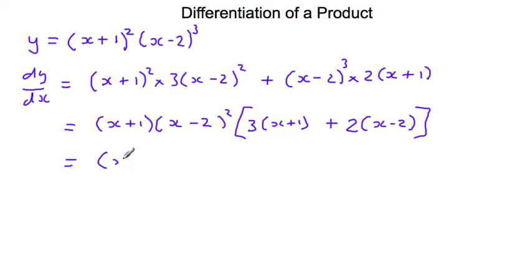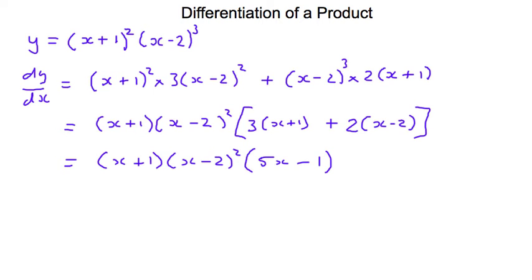So this comes to x plus 1, x minus 2 squared, and what have we got here? We've got 3x plus 2x is 5x, 3 times plus 1 is plus 3, 2 times minus 2 is minus 4, and so that's minus 1. And that completes the differential. That's dy by dx. Let's take this one just a little bit further and say, well, if we were looking for stationary points on this curve, we would set dy by dx equal to 0. And stationary points occur when dy by dx is 0.